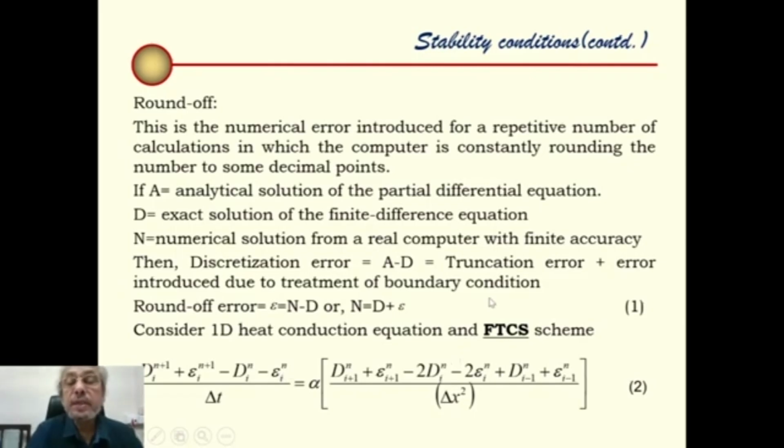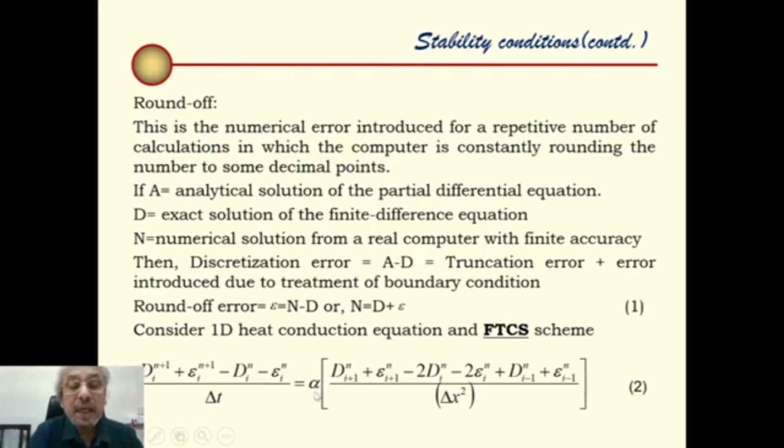Now again, let us go to the one-dimensional heat conduction equation and go for the FTCS scheme. If we go by the FTCS scheme, then we can write (U_i^(n+1) minus U_i^n) by delta t. Now instead of U, we will write the solution which we get from the computer, which is basically the ideal solution plus the error. So (D_i^(n+1) plus epsilon_i^(n+1)) minus (D_i^n plus epsilon_i^n), divided by delta t.